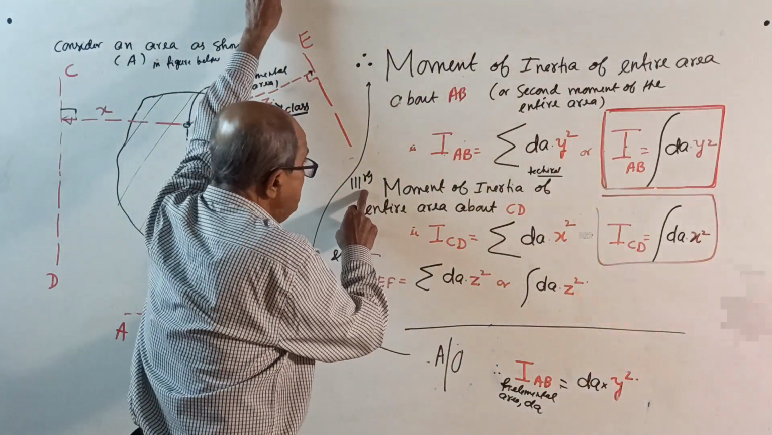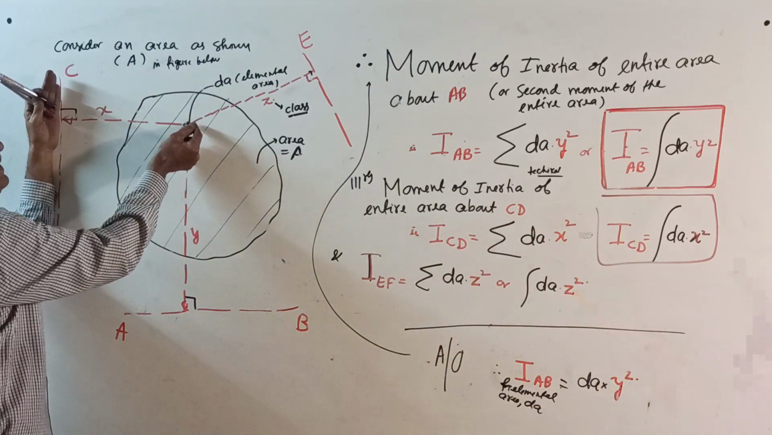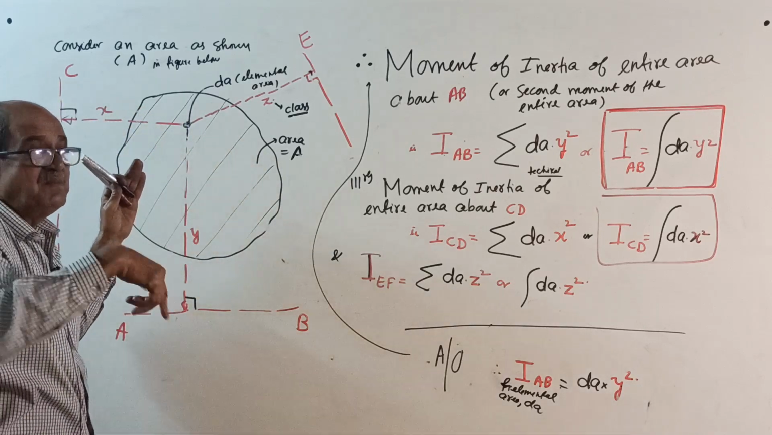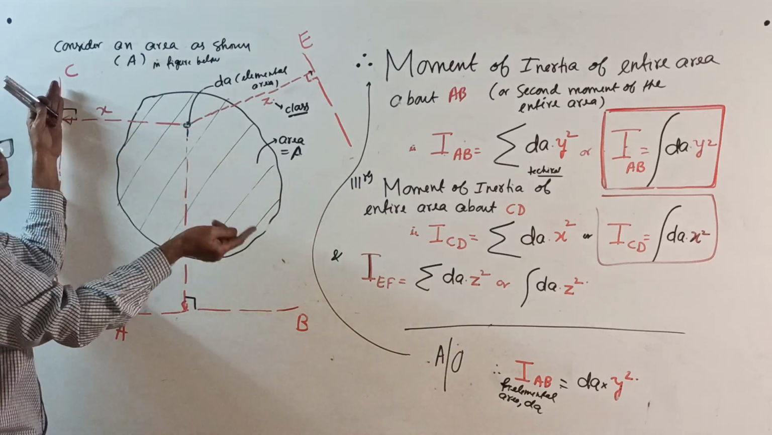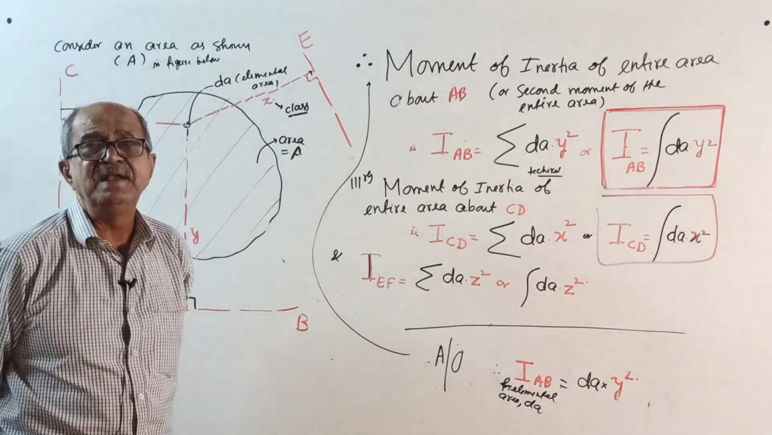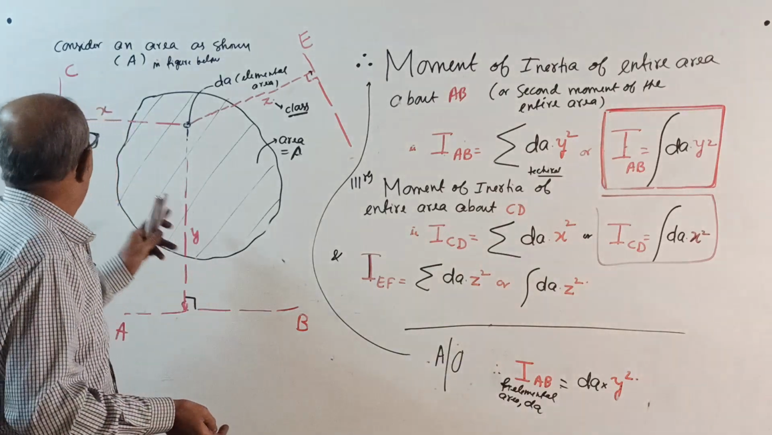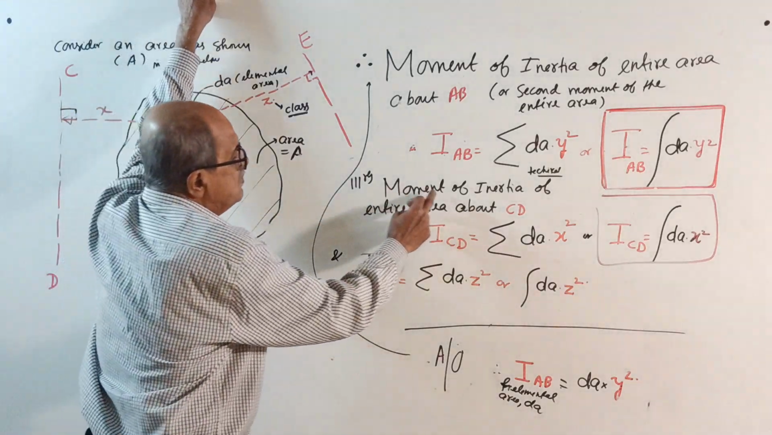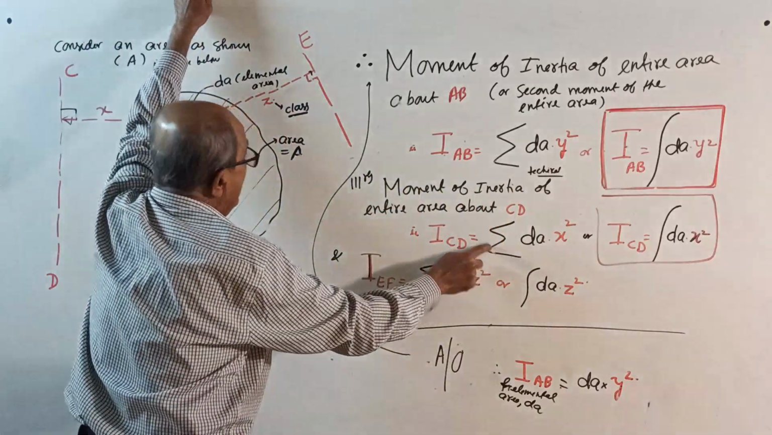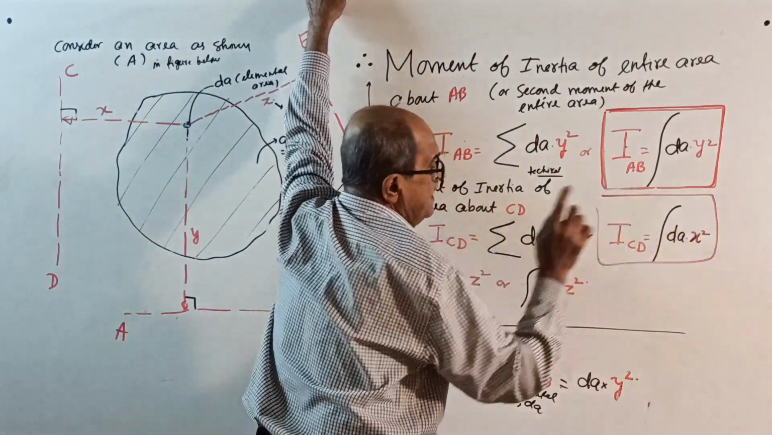Now, don't waste time. Similarly, consider CD. Moment of the area dA about CD equal to dA into x. Second moment equal to dA into x square is the second moment of the elemental area dA, or moment of inertia of the elemental area dA about CD. Therefore, directly the moment of inertia of the entire area about CD equals sigma of dA into x square, or integration of dA x square.